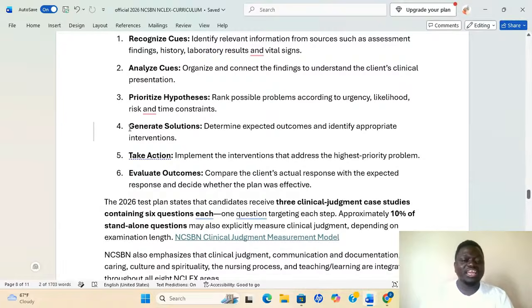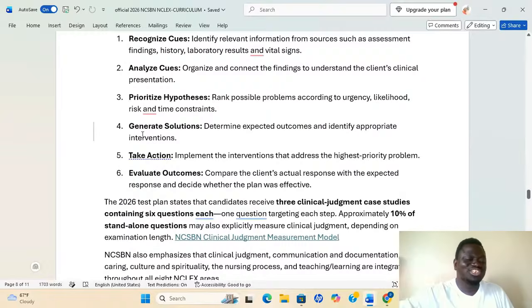Then, in nursing, if you look at the ADPIE, we have the planning. Now they've changed the name planning to generate solution. So they will ask you what is the best intervention, what is the appropriate intervention. Those questions you will see in this English. So we don't call it planning again.